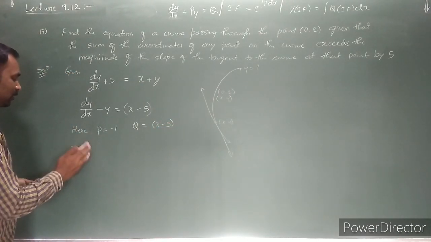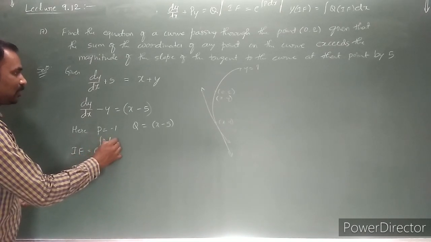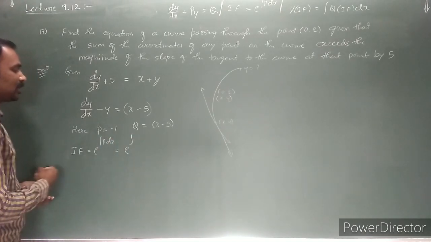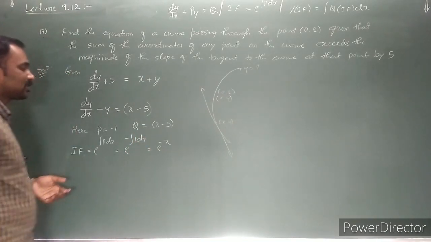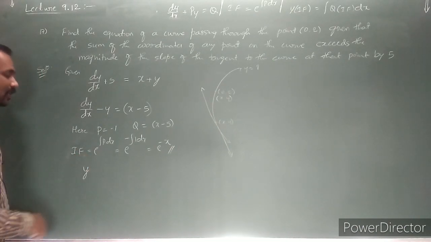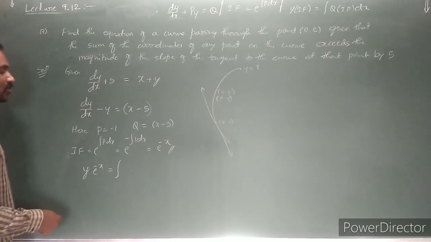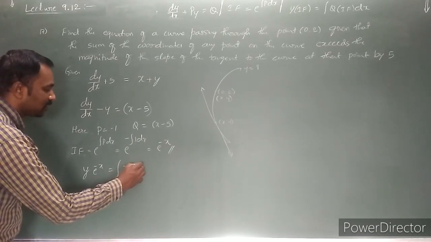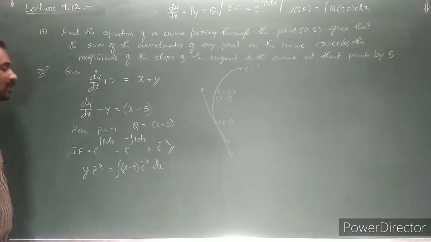So the integrating factor is equal to e power integration of p dx, which is e power integration of minus 1, so e power minus x. The integrating factor is e power minus x. Then y times the integrating factor, y e power minus x, is equal to the integration of the Q value, x minus 5, into e power minus x dx.